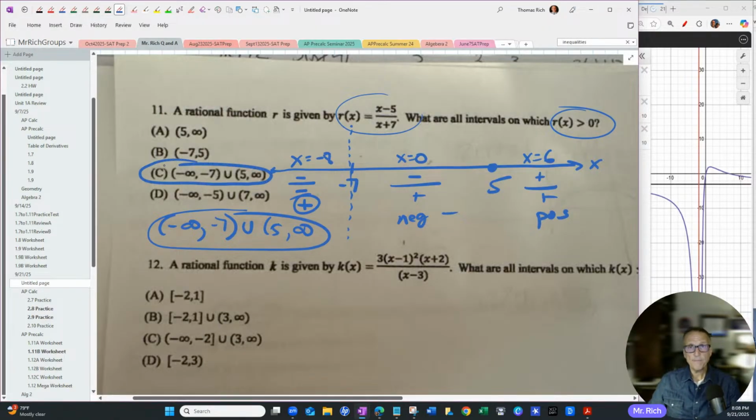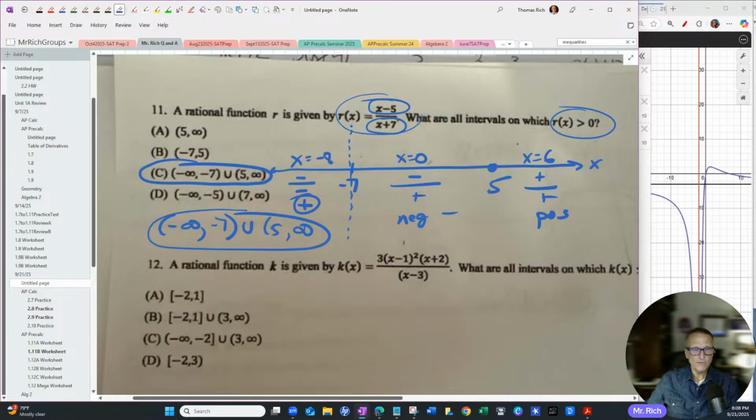All right, so that's the method that you should use. Plot on your x-axis all zeros, which are going to be where the numerator is 0, x values that make the top 0. Any vertical asymptotes, anything that will make the denominator 0. And if you have any holes, I would plot those as well.